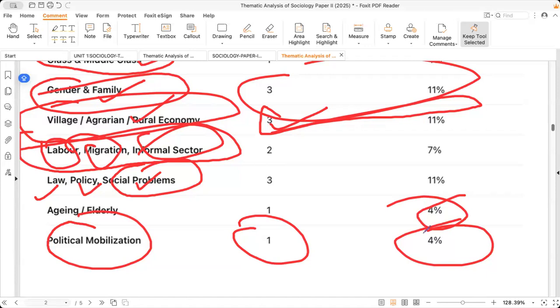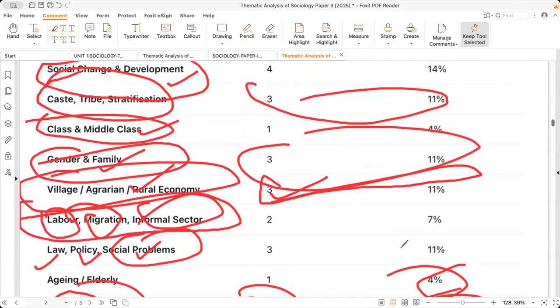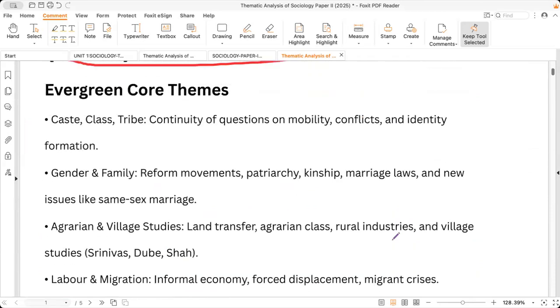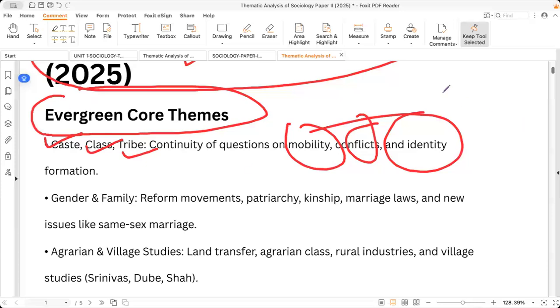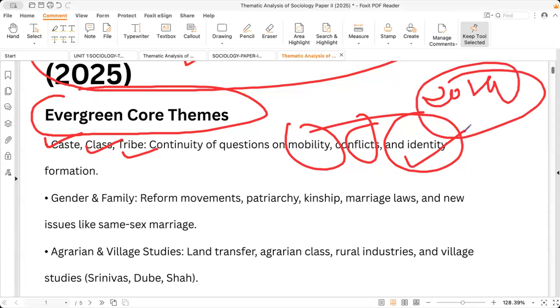People, if they tell you that sociology paper 2 cannot be tackled, it's completely dynamic, they are telling you something which is false. It can be prepared. 75 to 80% of themes can be easily prepared beforehand. And what are the themes which are getting repeated every year? What are the evergreen themes? These are evergreen core themes like caste, class, tribe, continuity of questions on mobility, conflicts, and identity formation. You see, now from 2019 some or other question is coming on identity as well. So these topics will keep on surfacing every year.